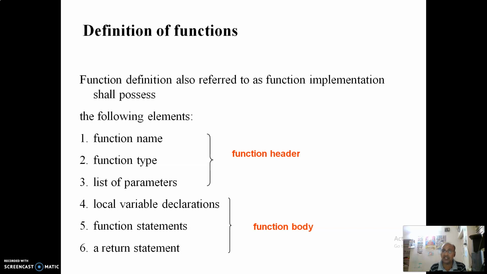The function definition is also referred to as a function implementation. The following elements will be there: the function name, function type, and the list of parameters. This is the function header. Then the function body: local variable declaration, function statements, and a return statement.